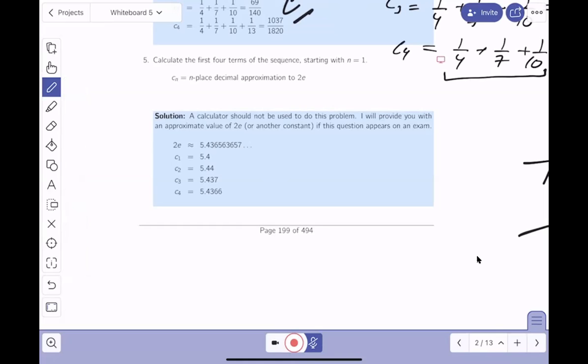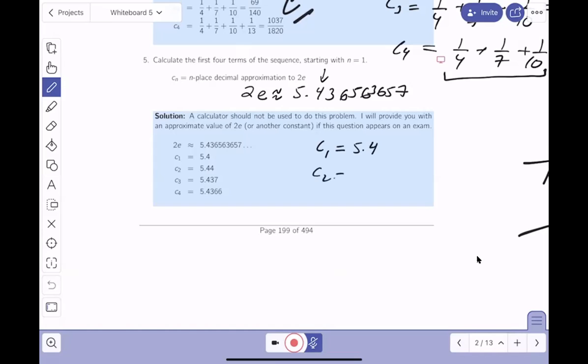All right, so let me put that down for you. So 2e, I would say it's approximately equal to 5.4, and I would write this on the blackboard for you. Oh boy, I hate writing these things down. All right. So what does it say? It says Cn, that's C1. So let's start at 1. N place decimal approximation. So what's that first number going to be? 5.4. I'm going to the first place.